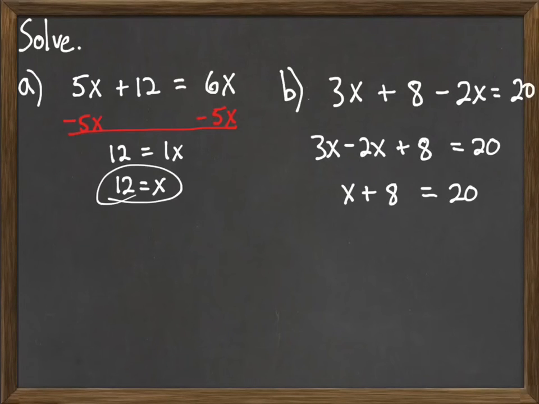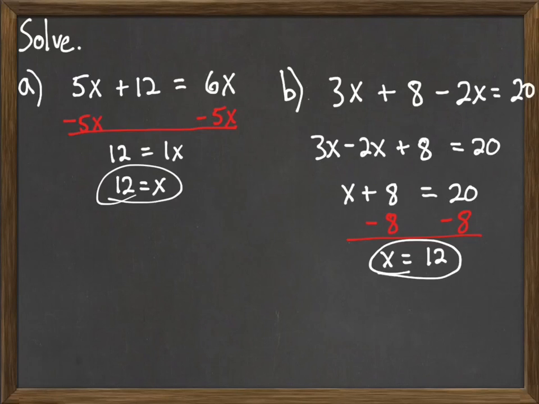So to solve this equation, we just need to get x by itself, so we need to make the 8 go away. Since it's a plus 8, we subtract it. And again, it's an equation, so we do that to both sides. And at this point, then we get our answer. X is equal to 12.